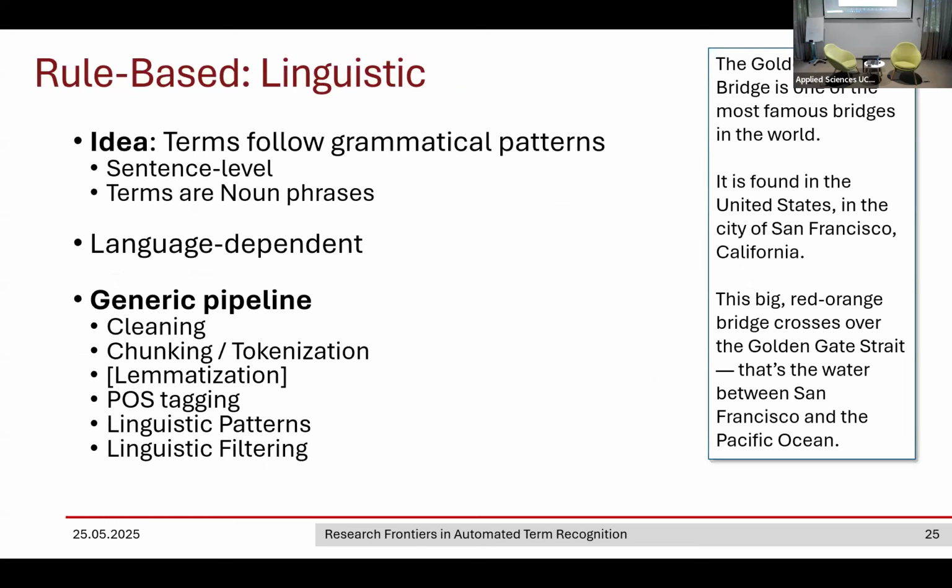Let's look at rule-based linguistic methods. The idea of this family of methods is that terms follow grammatical patterns at sentence level, and terms are noun phrases. So "is peculiar to" is not a term because it's not a noun phrase. This is language dependent, of course, because you can do part of speech tagging differently. It's different for English and German, for instance, or it's different for German and Ukrainian.